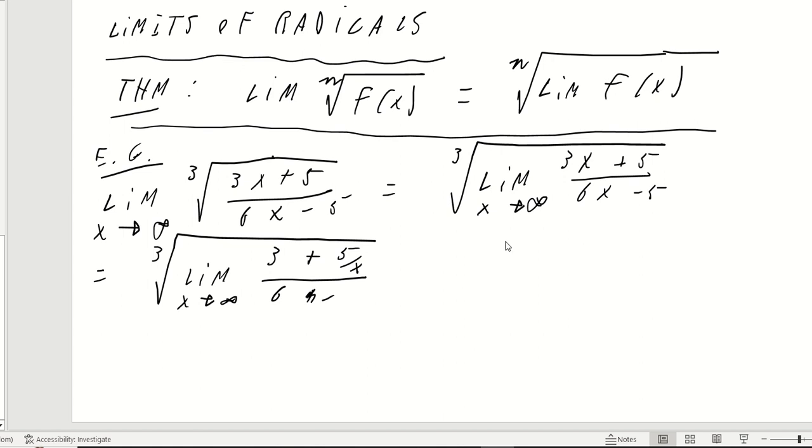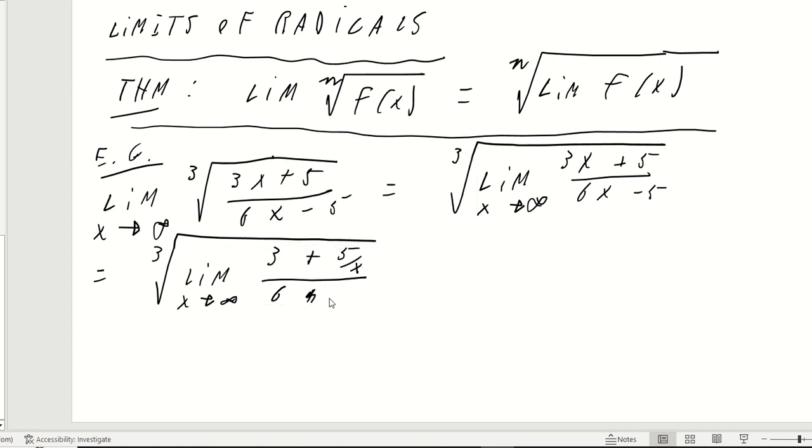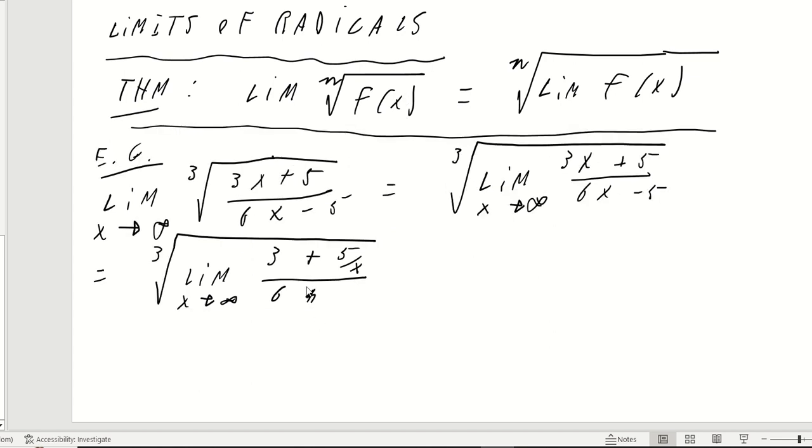So I'll try and delete that little bit there. Oops. There we go. So 6 minus 5 over x. Okay, so we can continue.